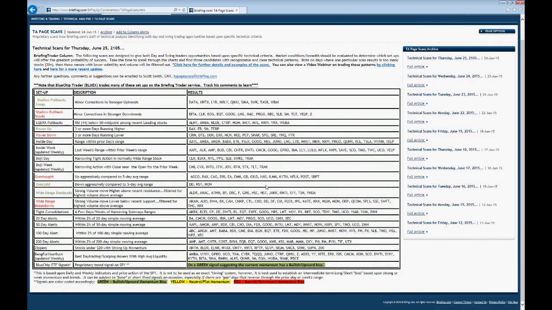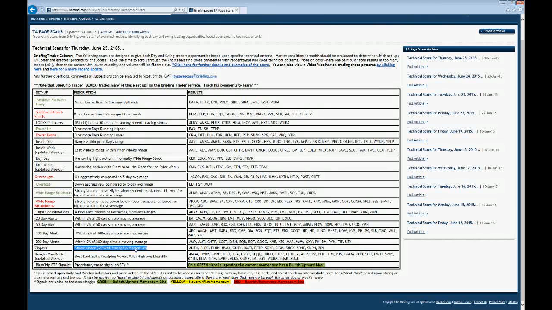Towards the bottom of this table, I have some proprietary scans that I came up with in the last few years. One of them is called the zippers, and that's just my nickname for strong stocks under $20 that are breaking out above multi-week, multi-month resistance areas. They're not your one-day wonders just popping on news. They're names that are capturing these bids more than 2 or 3 days in a row.